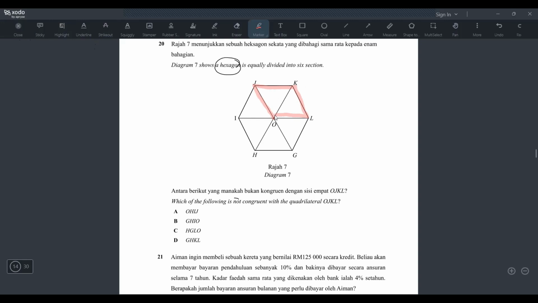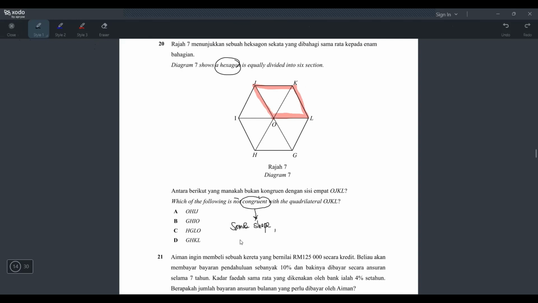So if you want to do this question, you need to understand what is congruent. If you don't understand what is congruent, you can't do this question, right? So what is the meaning of congruent? Meaning of congruent is same shape, same size. And when you put two congruent shapes together, they will overlap each other. They will not have any empty space if I overlap two congruent shapes.